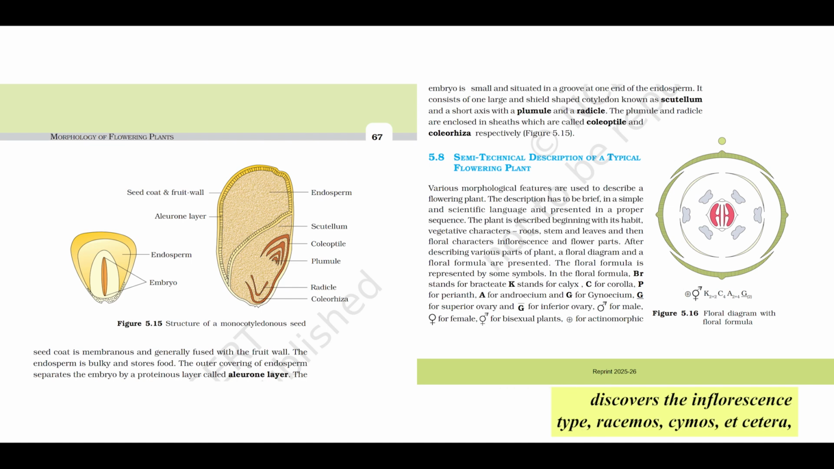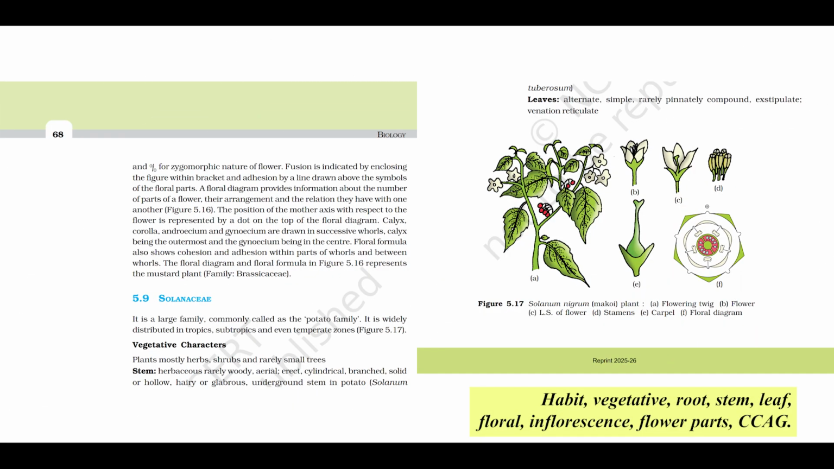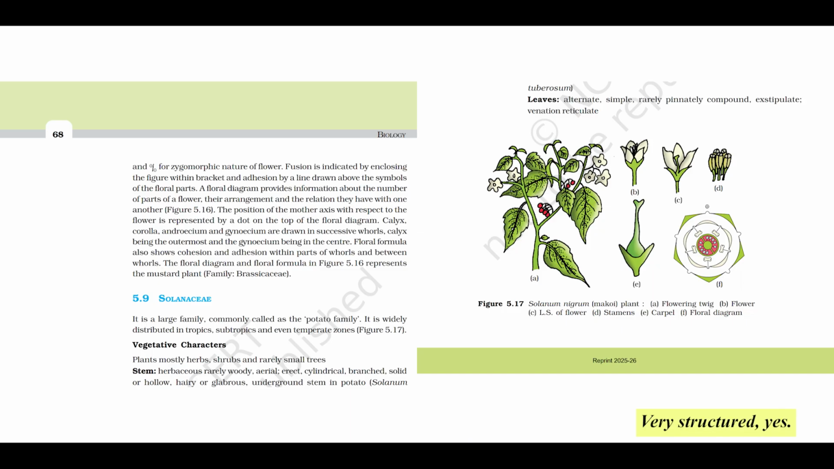After thoroughly describing the vegetative parts, the description moves systematically to the floral characters. This covers the inflorescence type, racemose, cymose, etc., and then each individual flower part in a specific standardized order, always moving from the outermost whorl inwards. Calyx, corolla, androecium, gynoecium. Habit, vegetative, root, stem, leaf, floral, inflorescence, flower parts, CCAG, a very structured approach. Very structured, yes. And after describing all these various parts verbally, two highly standardized and symbol-based representations are presented to summarize the floral structure, a floral diagram and a floral formula. These are compact, universal ways to convey a lot of complex morphological information very efficiently.